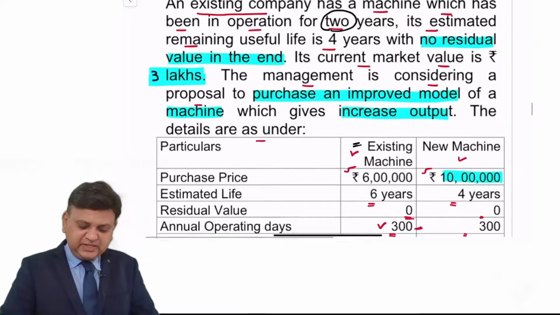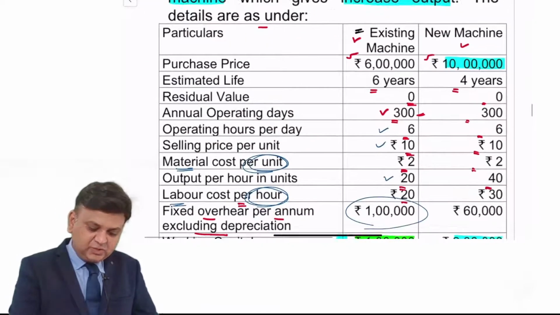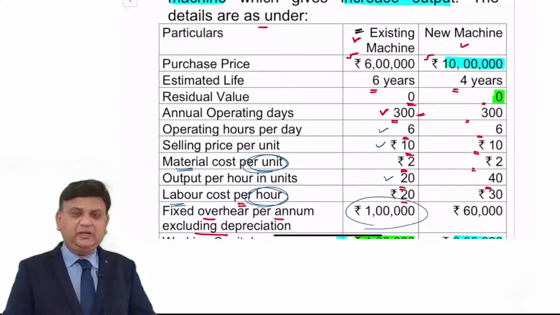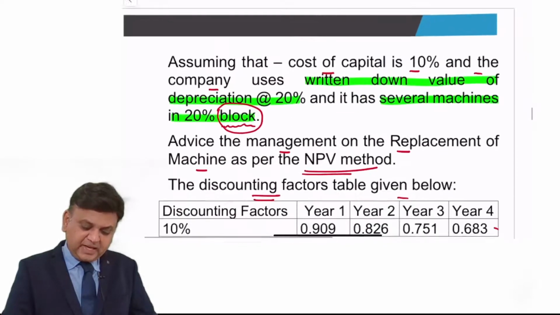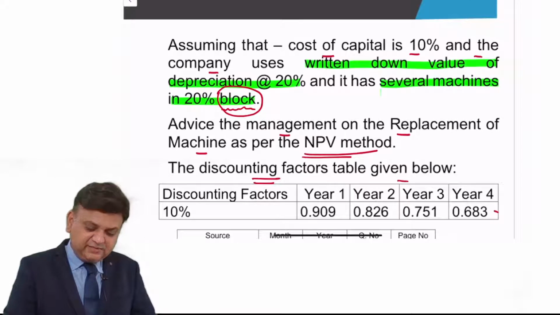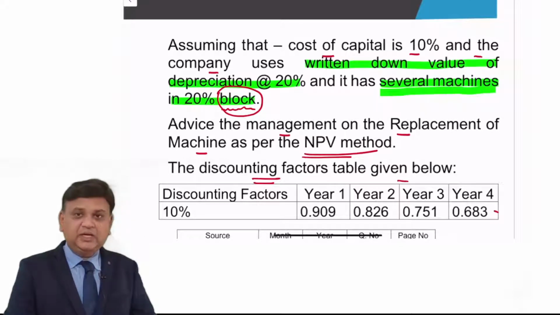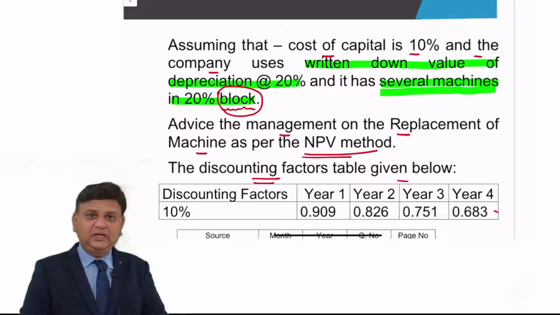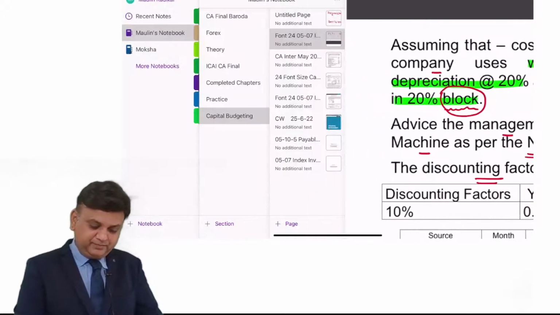Dear students, there is no residual value of the machinery. That is the reason the terminal cash flow will be 0 in terms of the scrap value of the machinery, and we have been provided that there are several other machineries in the block. It means that there is no capital gain or loss on sale of the machinery at the end of the fourth year.